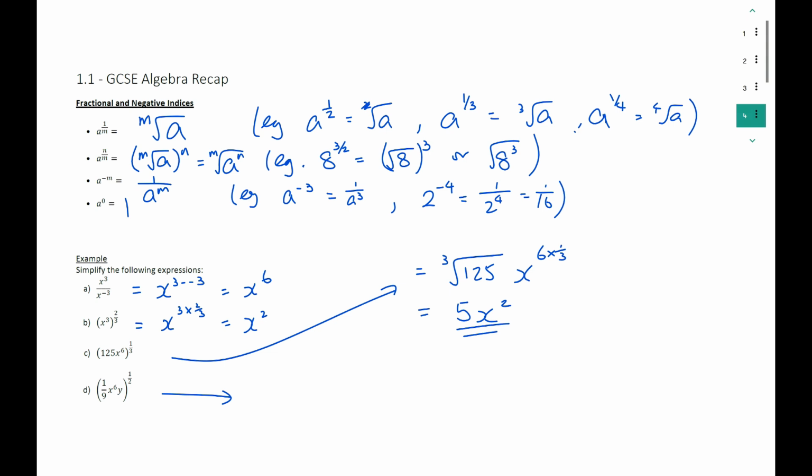Next one, 1/9 x to the power of 6, y to the power of a half. To the power of a half means square root. So square root of 1/9. Okay, and then for the algebra, you simply just multiply the power. That's the power of 1. 1 times a half is a half. Square root of 1/9 is 1/3. 6 times a half is to the power of 3. And y to the power of a half.